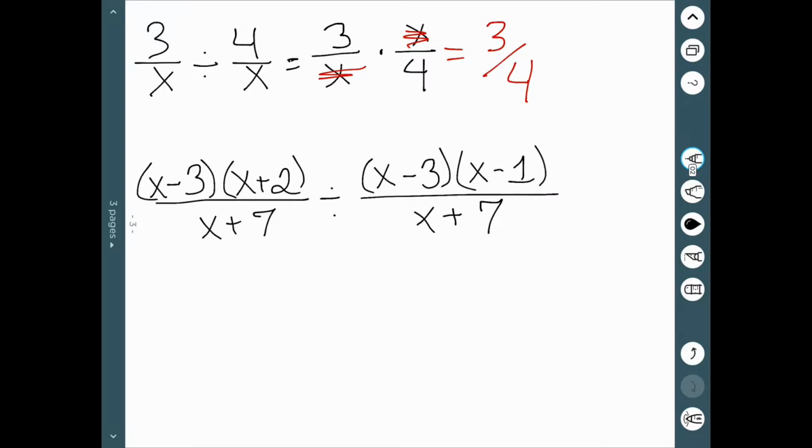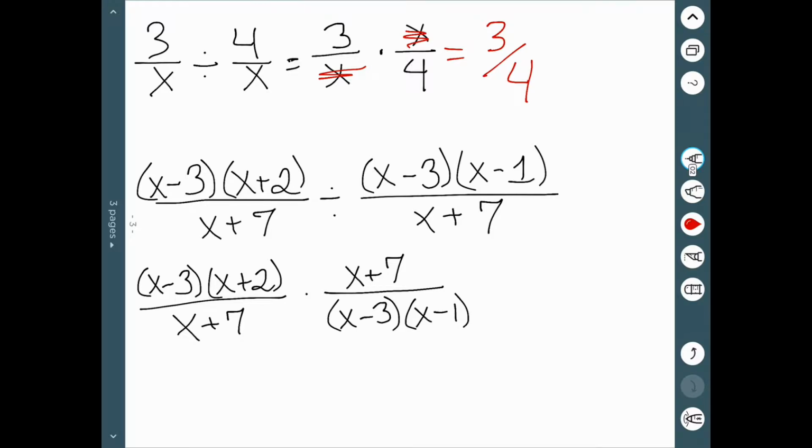Now let's do a slightly bigger one. So while this is bigger, it is going to work the exact same way. The first fraction is just going to stay the same. And then the second fraction will flip over. And then we multiply. So we can still cancel the same as before. We once again see this x plus 7 on the top and the bottom, and we have to cancel the entire thing. And we can also see that they both have an x minus 3, so we can cancel the x minus 3 as well. That leaves us with an x plus 2 on the top and an x minus 1 on the denominator.